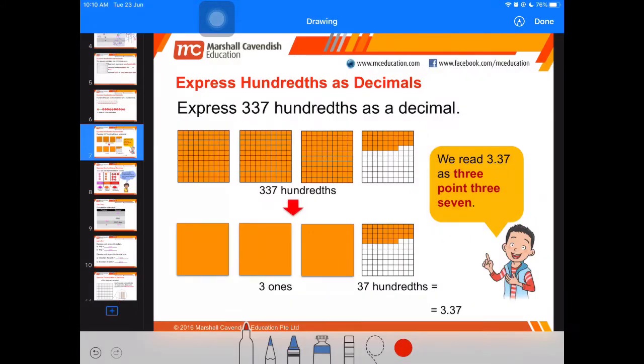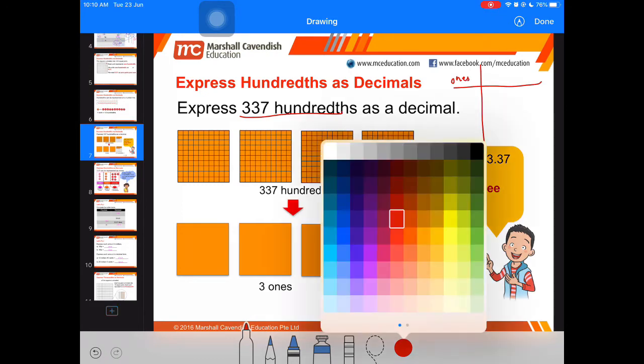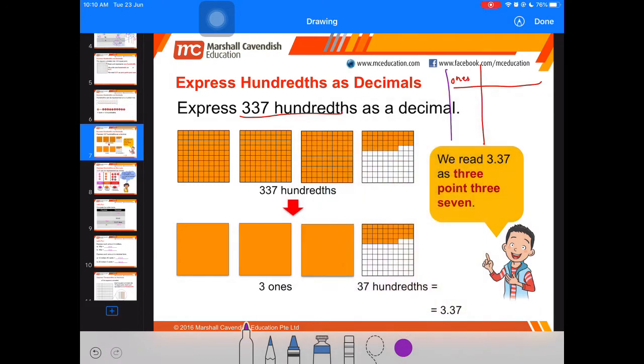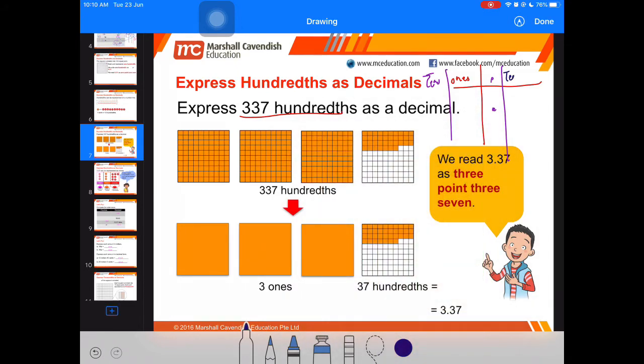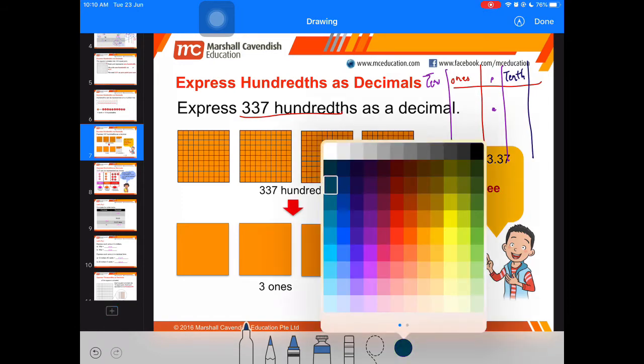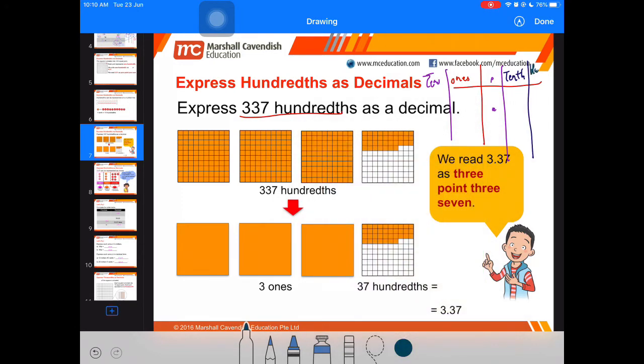Okay, so now let's go on to express 337/100ths as a decimal. So Miss Wong said already, place value is important. So I'm just going to write ones. Sometimes you can have tens also. Let's just do it, okay? Followed by the decimal. And do you remember what's the place value after the decimal? Yes, tenth. And the next one? Hundredth.